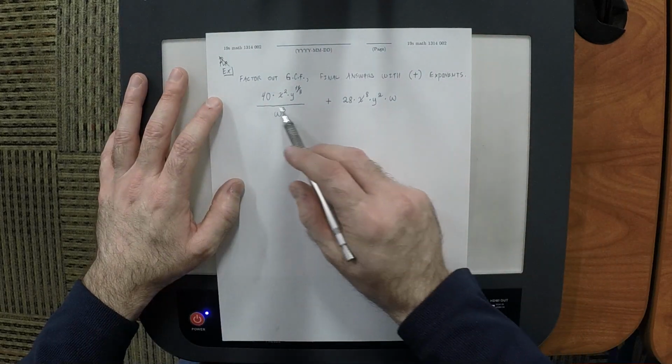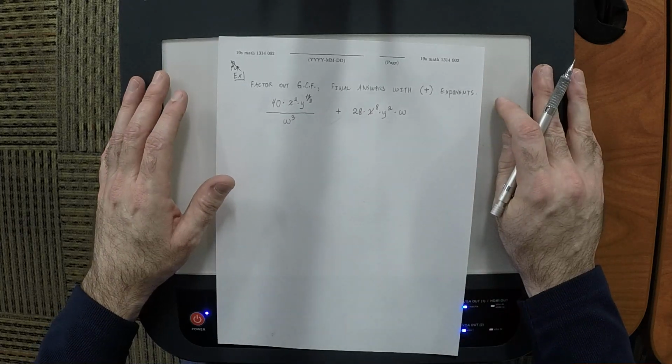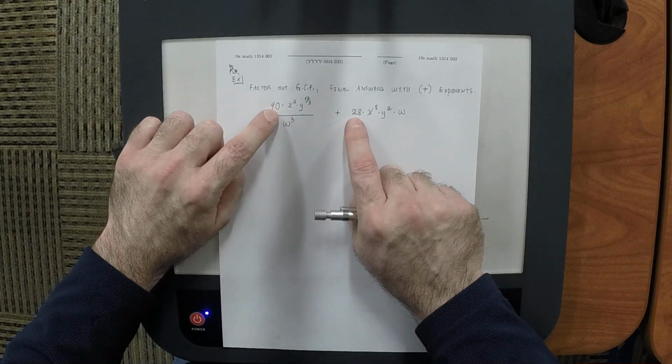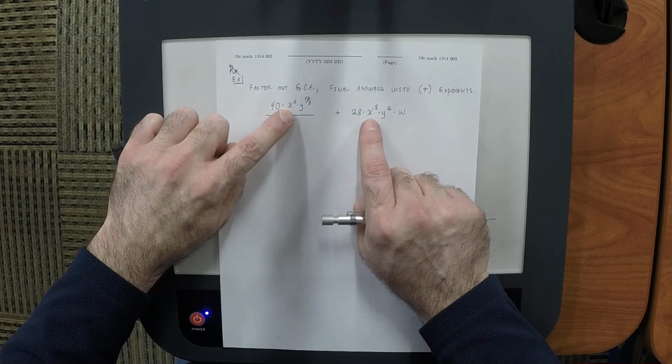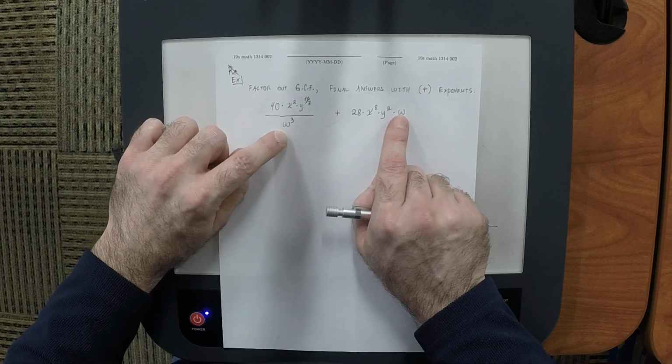Also, concerning the types of things that are present, in the sense of like apples and oranges, we've got these coefficients. That's one kind of thing. We've got x stuff and y stuff and w stuff. So there are 4 different kinds of things.